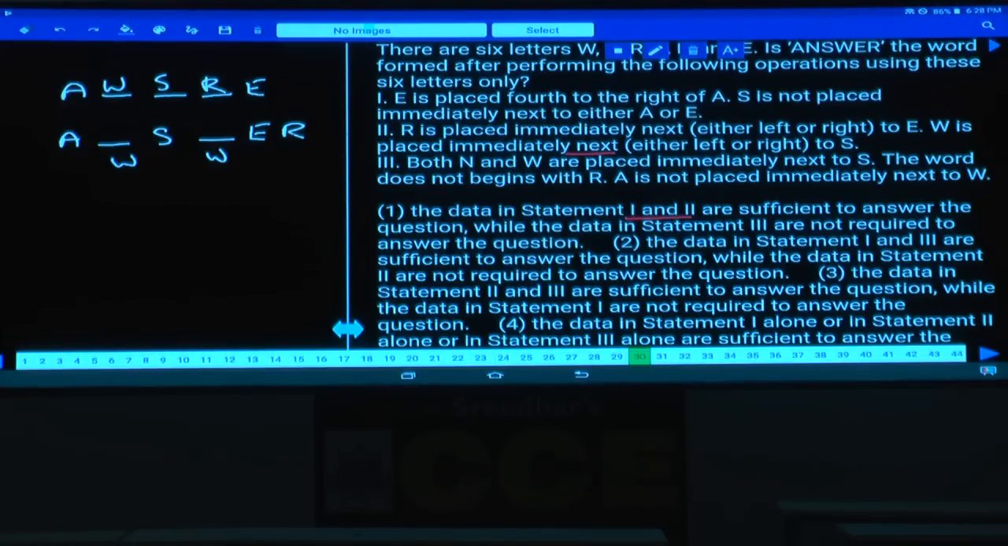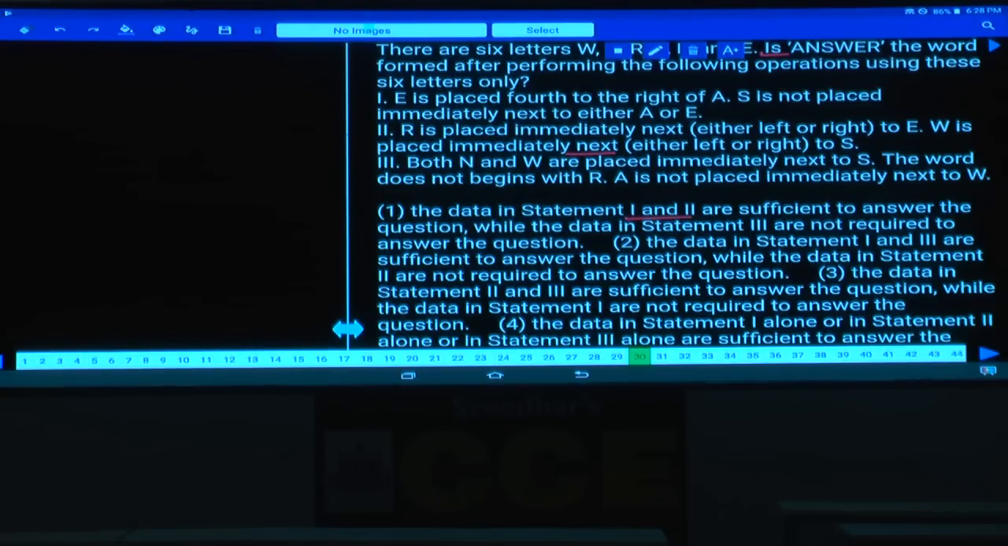And now the question is about what? Can the word answer be formed? Now as the question is based on "is", we should definitely say yes or definitely no. Now here it is maybe yes or maybe no. Here if N is here, then W will be here, yes, or in this case it is not. Hence as you are getting 2 different answers, maybe or maybe not, choice 2 is ruled out, choice 1 is ruled out.